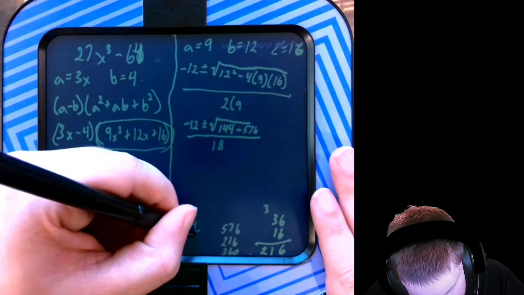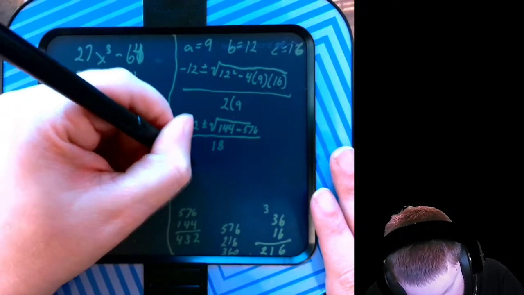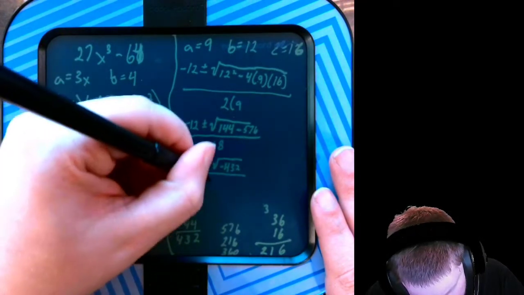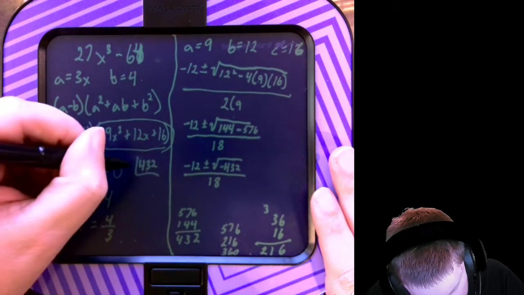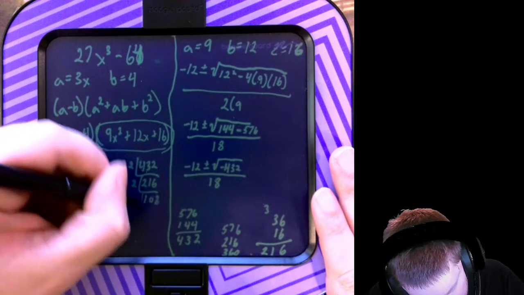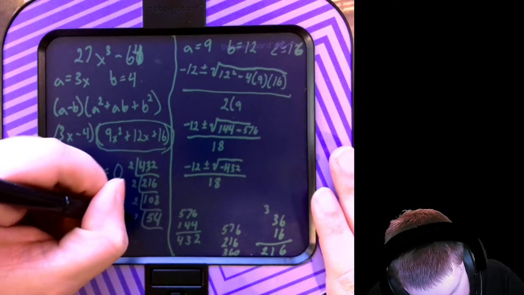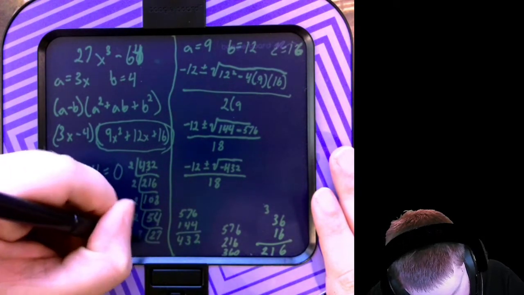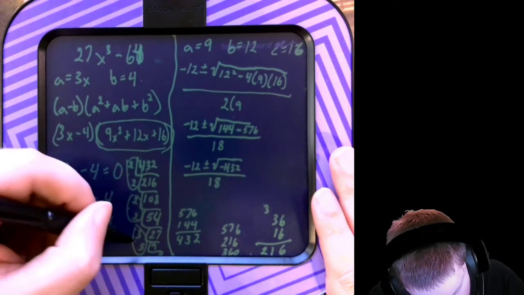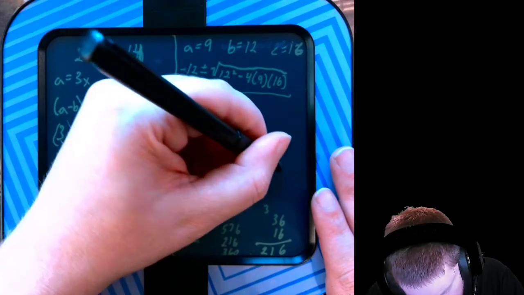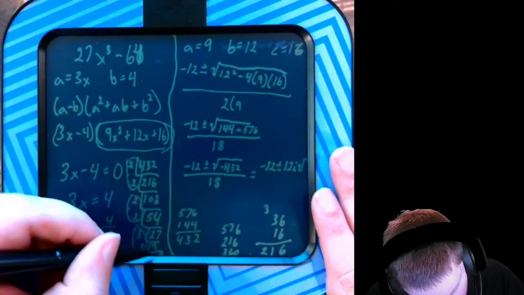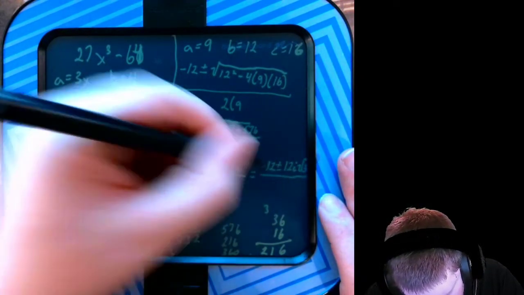576 minus 144 is 432, so that's negative 12 plus or minus the square root of negative 432 over 18. 432 divided by 2 is 216, divided by 2 is 108, divided by 2 is 54, divided by 2 is 27, divided by 3 is 9, divided by 3 is 3. So I've got 2 pairs of 2's and a pair of 3's, so that's 2 times 2 is 4, times 3 is 12i, and then all that was left was a lonely little 3. So 12i square root of 3 over 18.